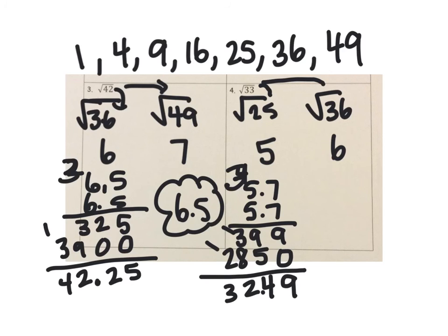So that's pretty close to 33, but I would like to check if 5.8 is any closer. So I'm going to try 5.8 times 5.8 and see if I get closer to 33.